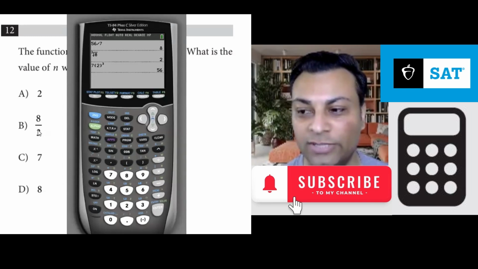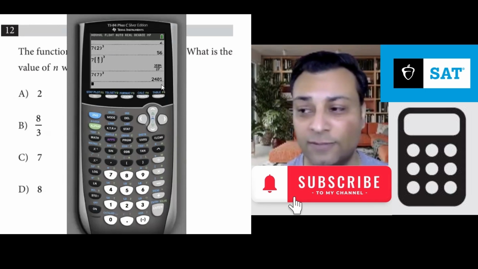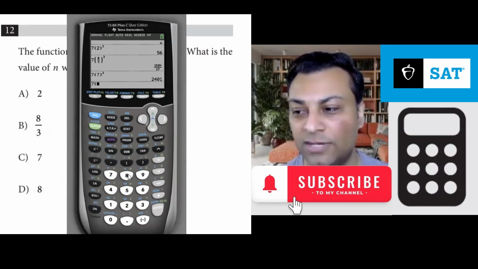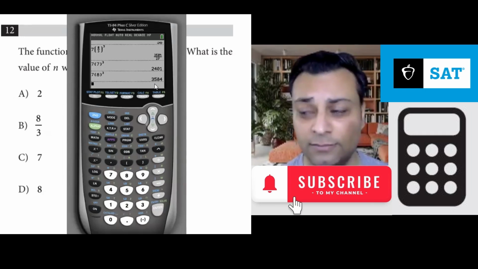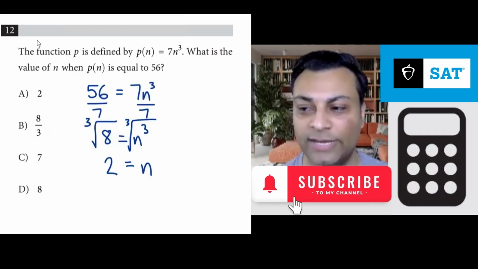That works. But why don't these work? Let's try 7 times 8 thirds cubed. It's not 56. Let's try 7 times 7 cubed, which is option C. That's more than 2,000, and that's not 56. 7 times 8 cubed would be even more. It is more than 3,000. This is also not 56. So the first option worked. And that's why the answer is A.